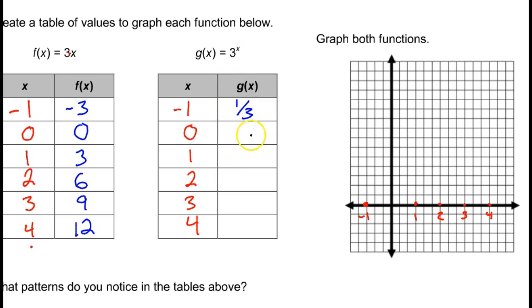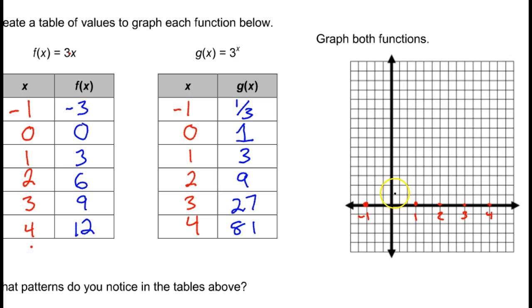3 to the 0 power equals 1, right? 3 to the 1 power equals 3. 3 to the second power equals 9. 3 to the third power, 27, and 3 to the fourth, 81. So yeah, we have to graph all the way up to 81.